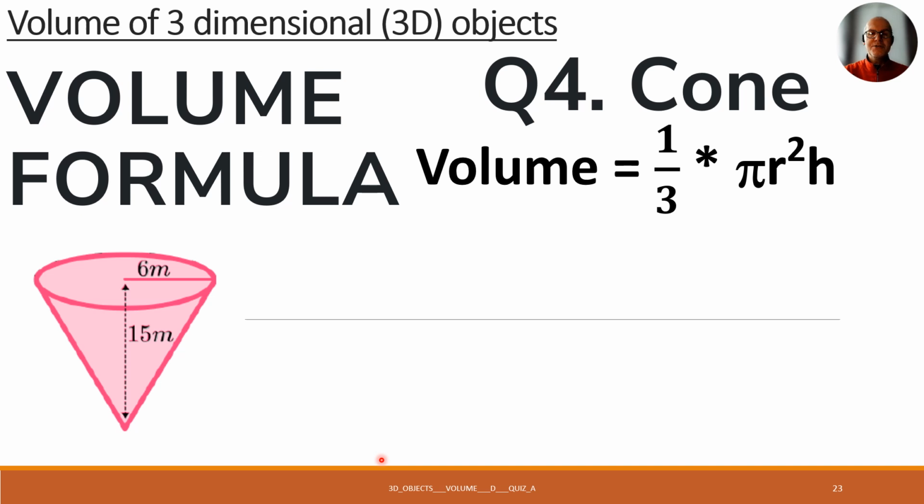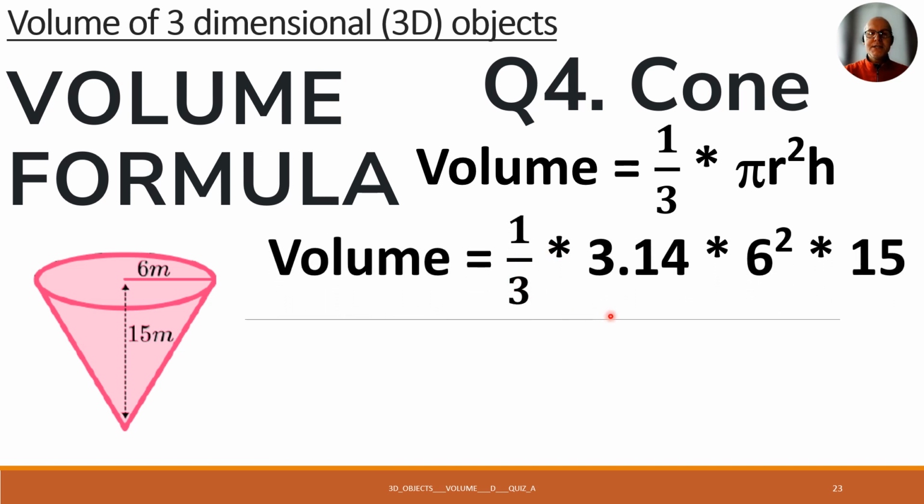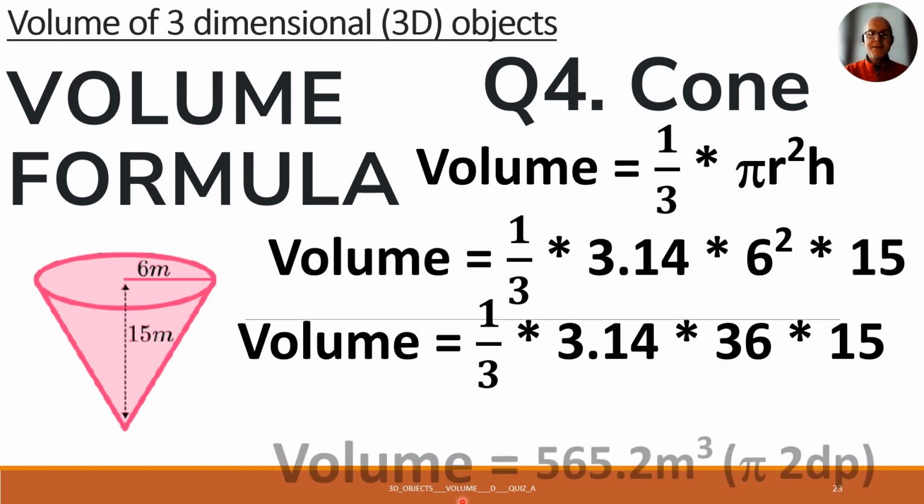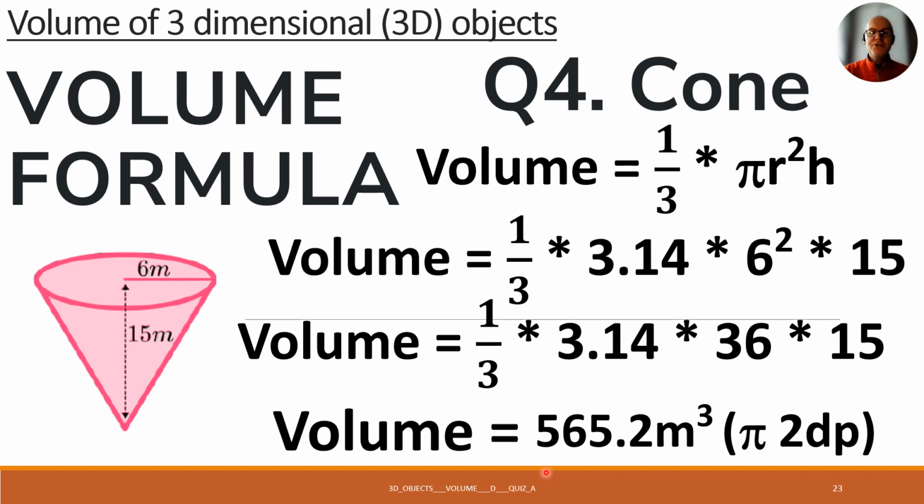Let's input those values. So 1/3 times pi, 3.14 to 2 decimal places, times 6 squared. We've got radius of 6 squared, r squared, times 15 for the height. Start to simplify that. 1/3 times 3.14 times 36 times 15. And that equals 565.2 meters cubed, pi to 2 decimal places.